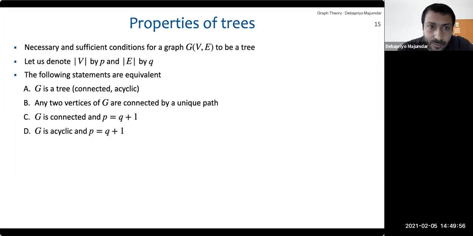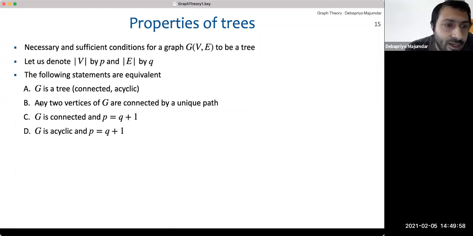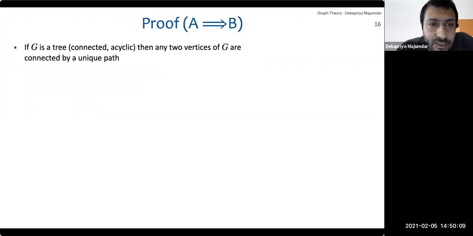Okay, so let's actually prove the first one for today. Any two vertices of G are connected by a unique path. If G is a tree, then any two vertices of G are connected by a unique path. So if G is a tree, that means it's connected and acyclic. Then any two vertices of G are connected by a unique path.